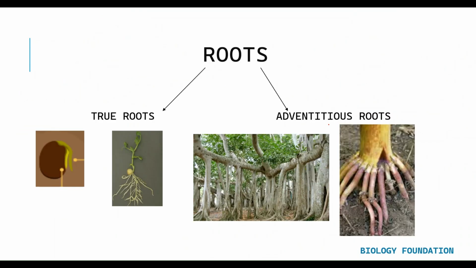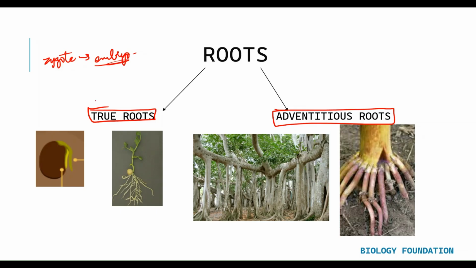Next, roots can also be classified as true roots or adventitious roots. What are true roots basically? We all know that when there is fusion of male and female gametes, you see the formation of a zygote. The zygote later develops into an embryo. Within the seed, the embryo is present, right? When favorable conditions are provided, the seed germinates in order to develop into a sapling.